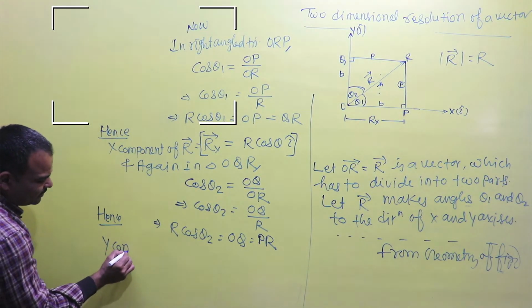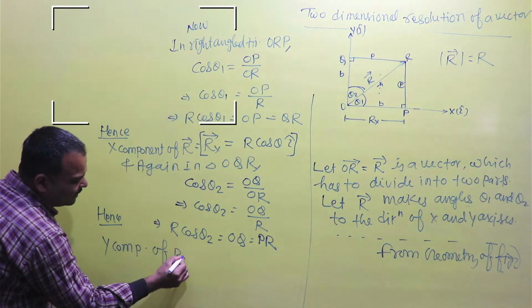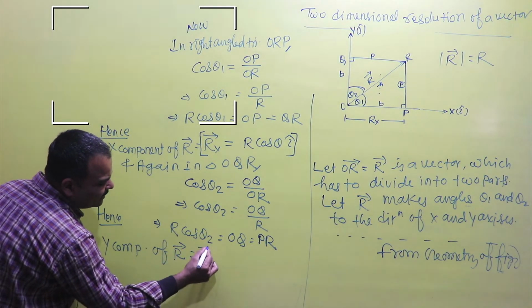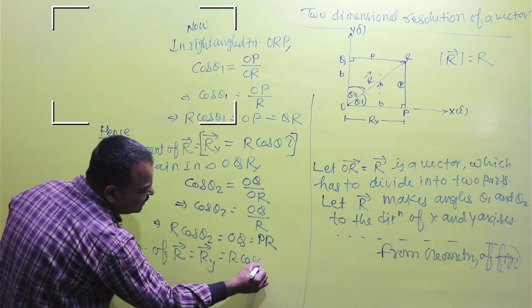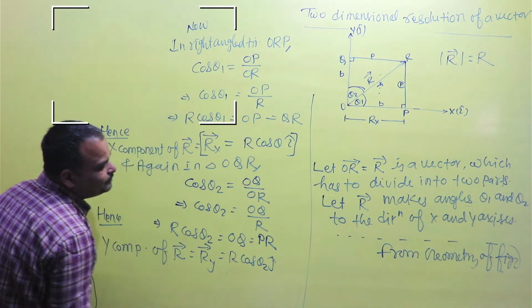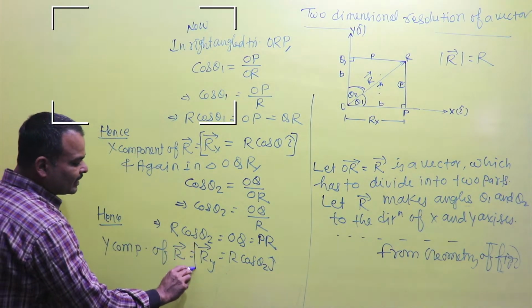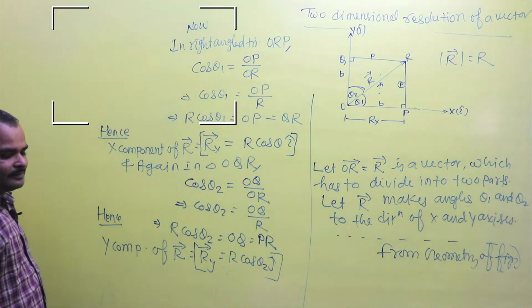Y component of vector r is Ry is equal to r cos theta 2 j cap. This is the second component of the vector r.